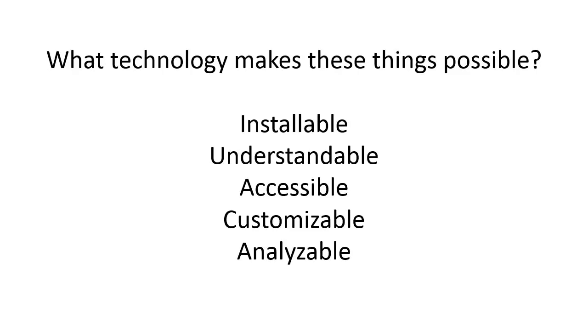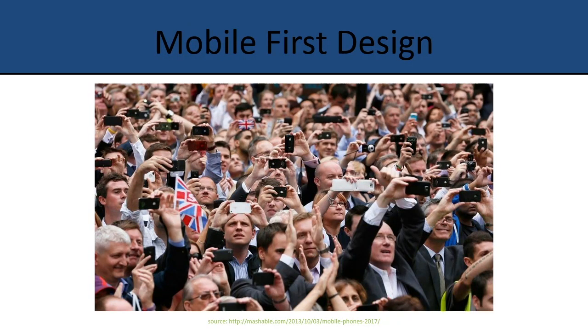So what technology trends do we see that are really helping people realize these goals of building systems that are installable, understandable, accessible, customizable, and analyzable? Well, we've identified 3 particular trends that are really important. The first is mobile-first design. I bet pretty much everyone here has a mobile device in their pocket. So we know that mobile-first design is pretty simple. It translates well to desktop, but desktop doesn't always translate to mobile.